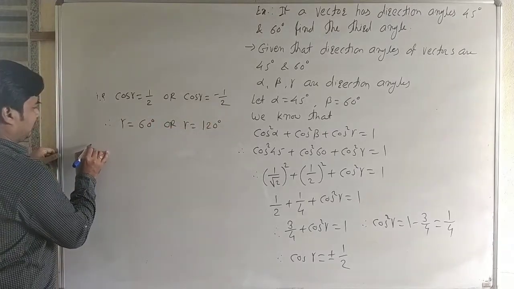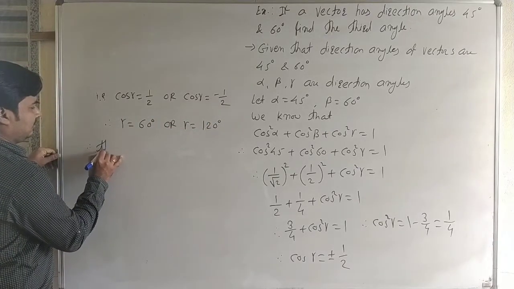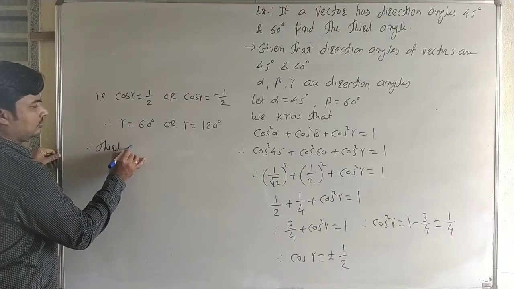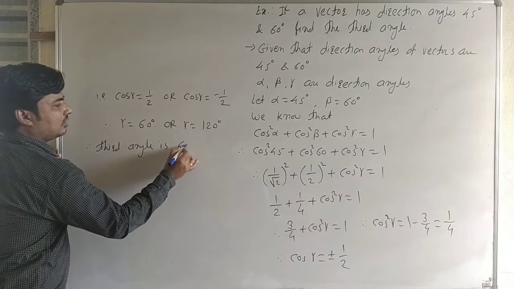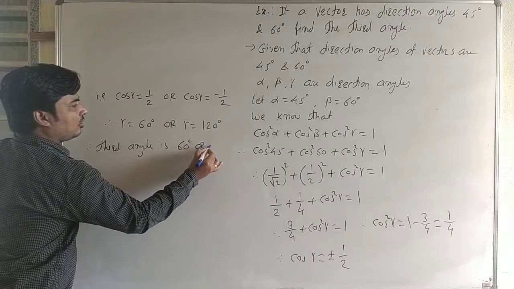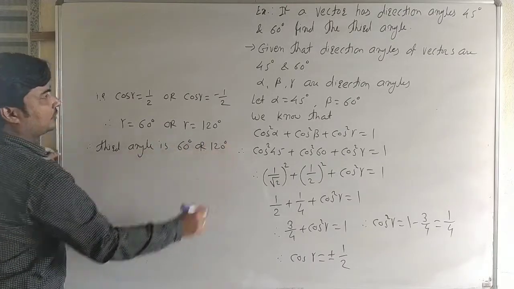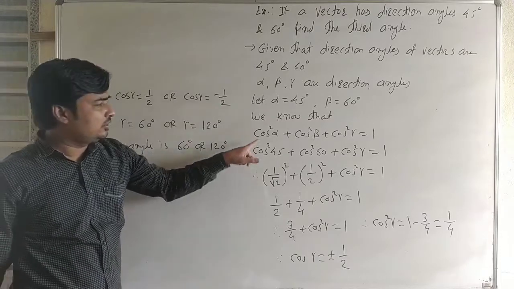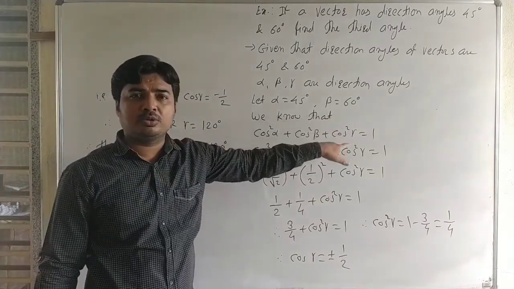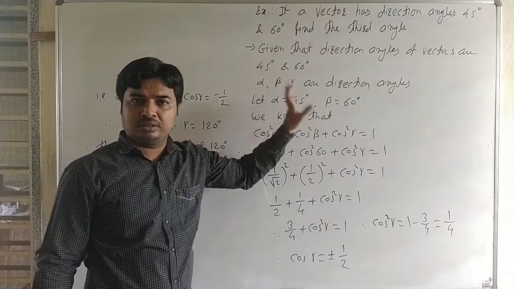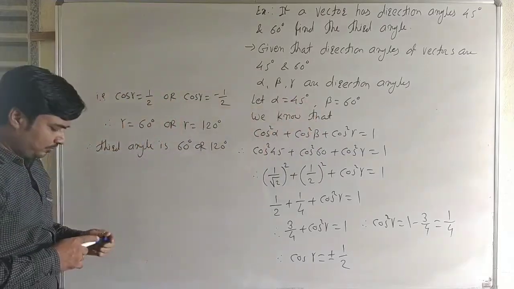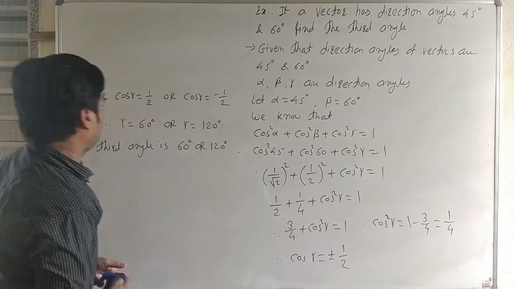Therefore, the third angle is 60 or 120. Here we use the relation cos square alpha plus cos square beta plus cos square gamma is equal to 1. When two angles are given, we find the third angle. See carefully. Now we see the next example.